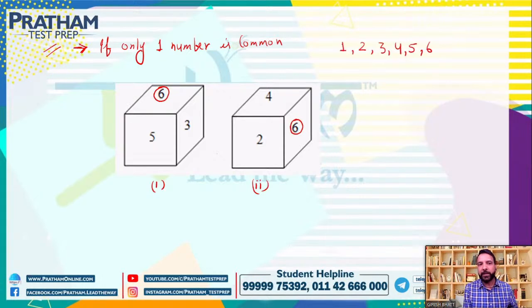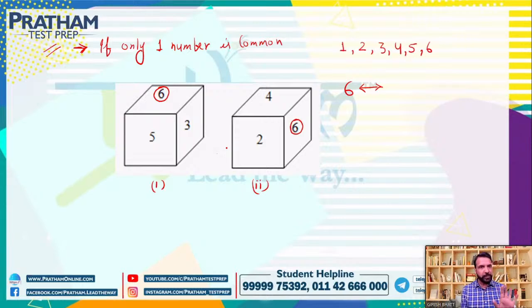And the concept is, if only one number or exactly one number is common, correct? So the only common number is 6. So the opposite of the common number is always the number that is not visible in either dice, right? Which number is there here that you cannot see?